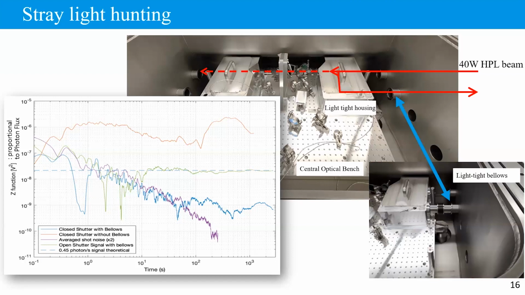And if we then install the light tight bellows and measure it again, then we see that the stray light level has improved by several orders of magnitude, about 3 orders of magnitude. So this is still not finalized. We are still dealing with some stray light, and we are investigating how we can further reduce the stray light effect to improve our sensitivity.